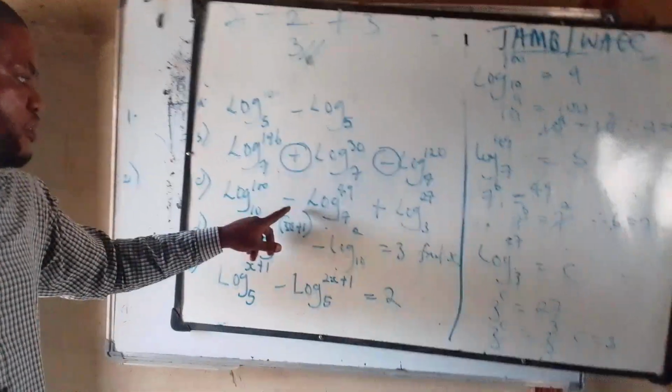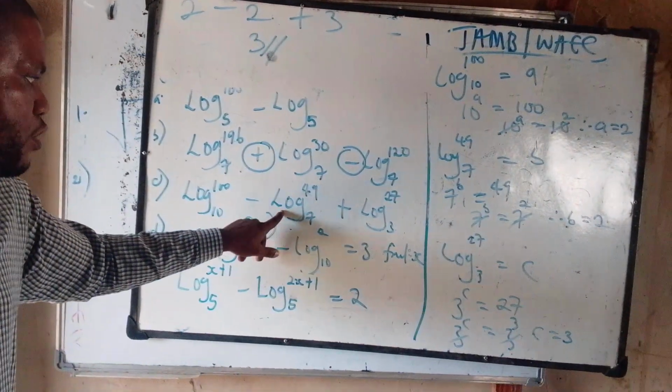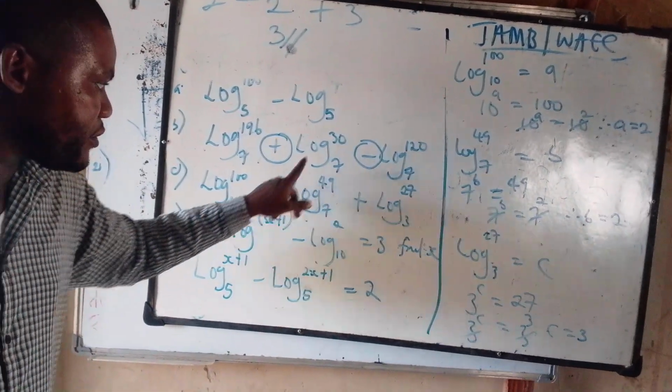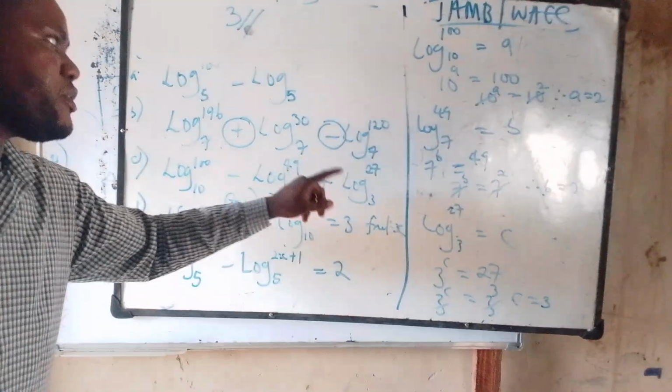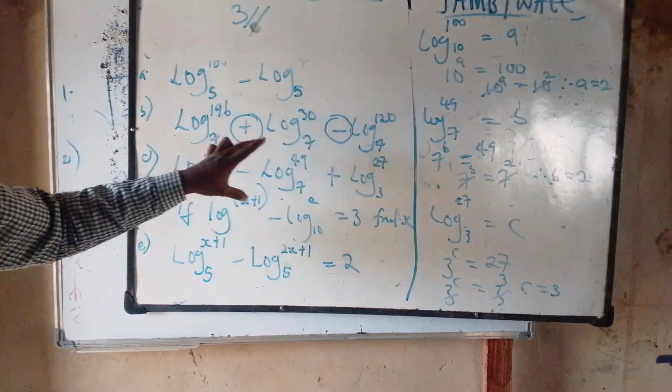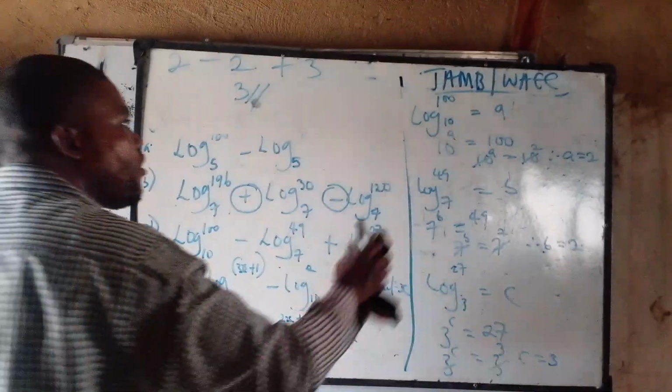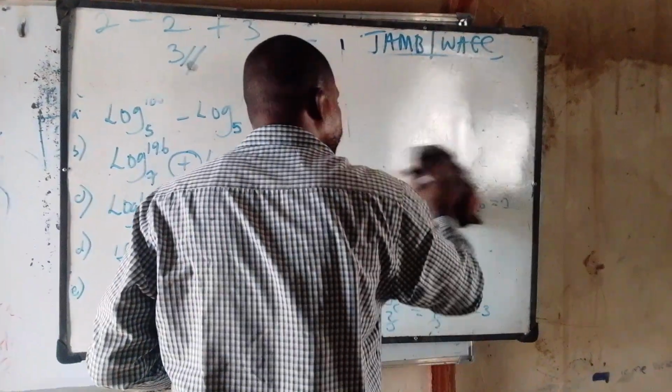So if here was plus, I would just say 2 plus 2 plus 3. If here was minus, I would then say 2 minus 2 minus 3. So I will do this based on what I have. Are we good? That is how we are supposed to handle the other one.